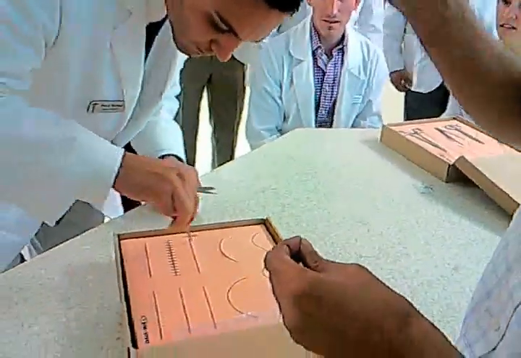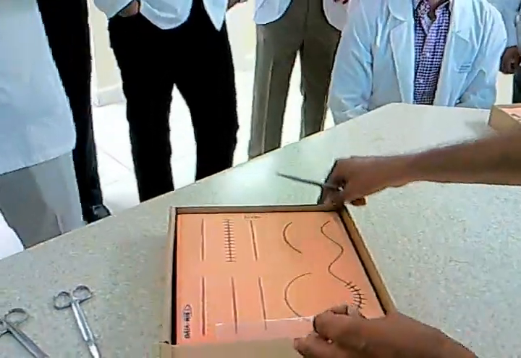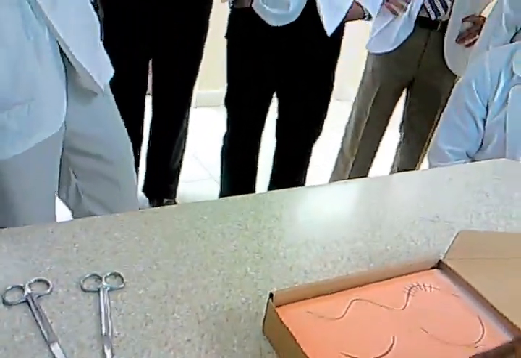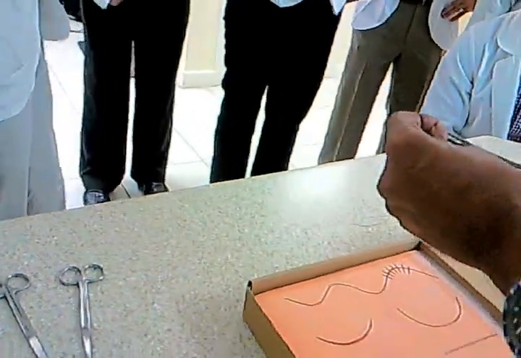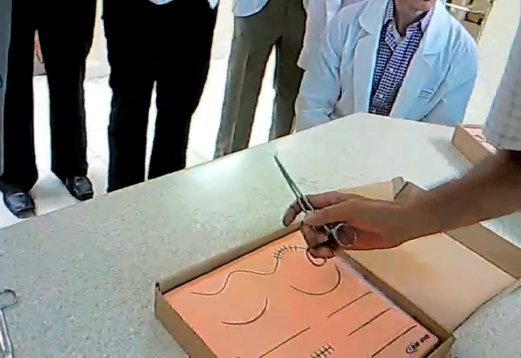You can do both. The simple interrupted and the simple continuous. So the initial steps will be the same. The initial steps will be the same, so there's not a problem. Now I'm demonstrating the next one.